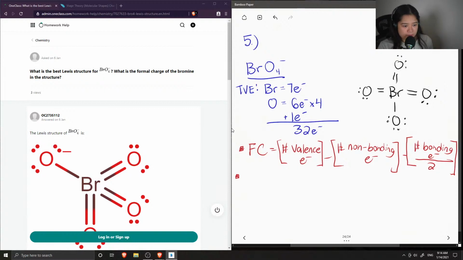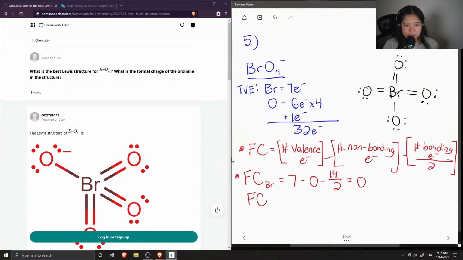Okay, so first we're going to calculate the formal charge of bromine. So this was asked in the question, so let's just find out what its formal charge is. Bromine has 7 valence electrons, and this bromine contains 0 lone pairs, so there are no non-bonding electrons. And lastly, there are the 7 bonds to the bromine, so we have 14 bonding electrons. And if we divide that by 2, we get 7 minus 7, which is just 0. So the bromine is neutral.